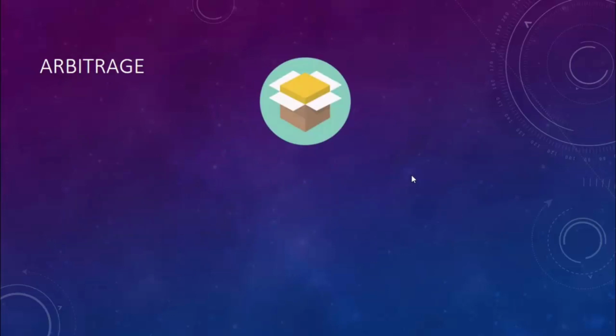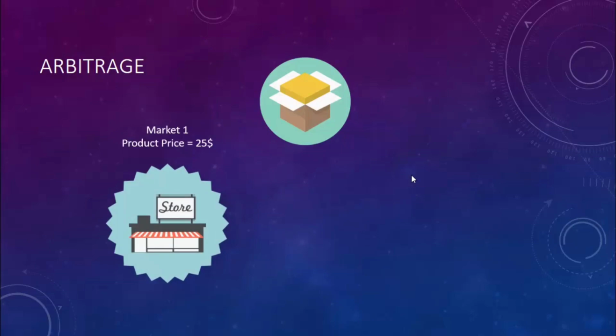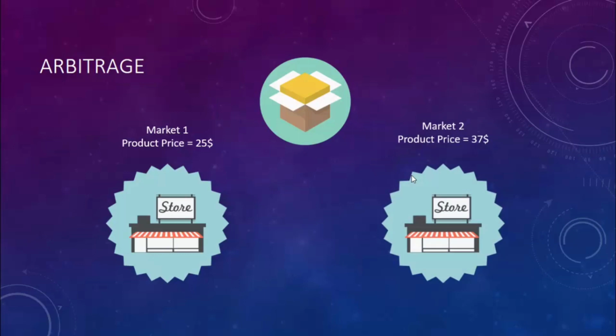Arbitrage. So we have a product, let's say an iPhone or a Samsung phone or anything like that, it doesn't matter. We have a product that is sold in 2 marketplaces, market 1 at $25 and market 2 at $37. Arbitrage is practically buying the product from market 1 and selling it in market 2. We are profiting from the different price points of the 2 markets. The profit is the price in market 2 minus the price in market 1, which is $12. So it's a very, very simple business model and the classic profit formula: buy for less, sell for more, and you will get a profit. That is what arbitrage is in economic terms.